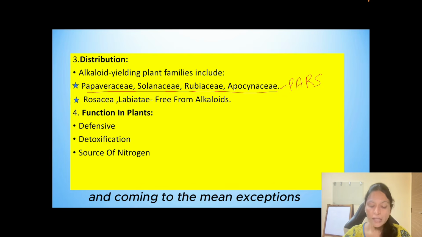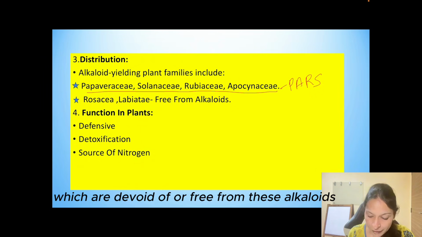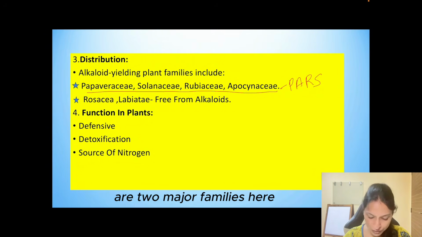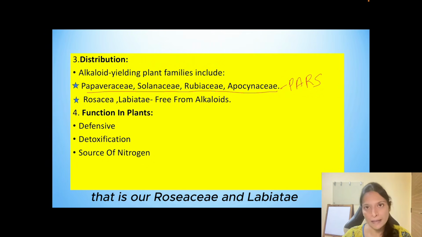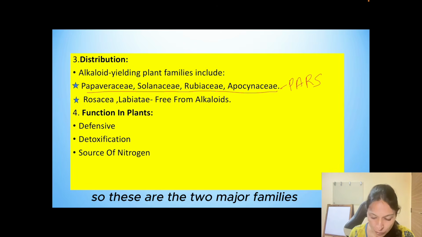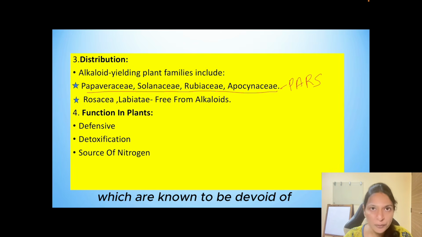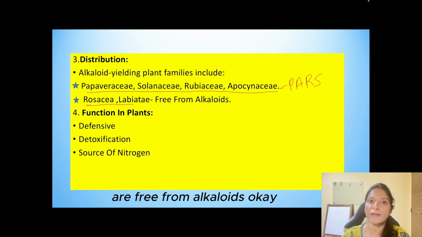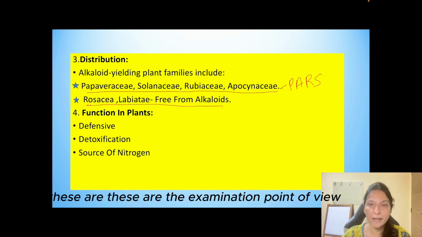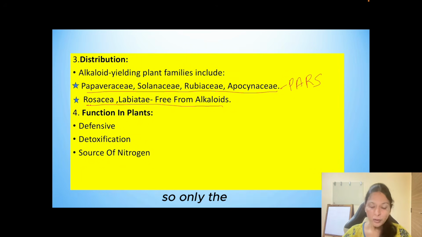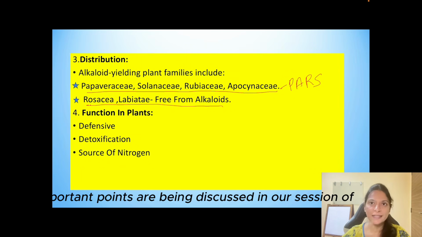And coming to the main exceptions, the families which are devoid of or free from alkaloids are two major families, that is Rosaceae and Labiatae. These are the two major families known to be devoid of alkaloids. Okay, these are the points from the examination point of view. So only the important points are being discussed in our video sessions.